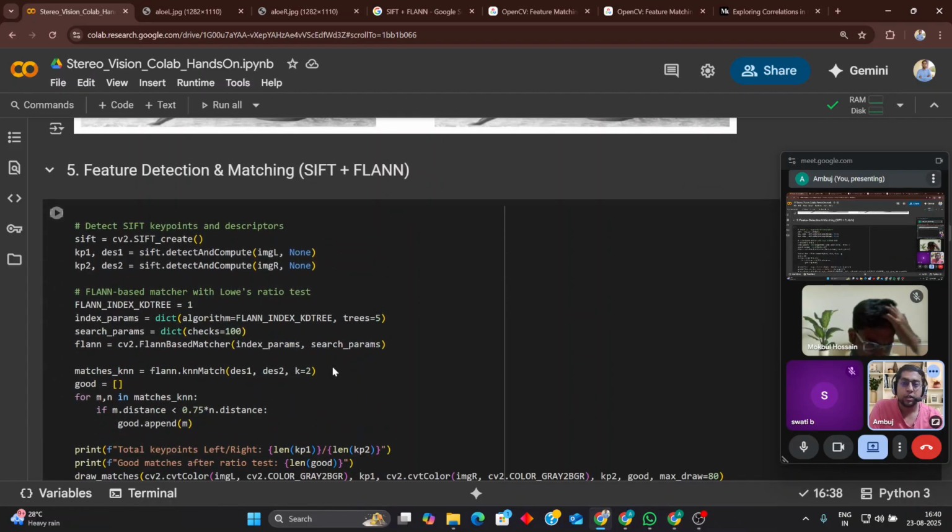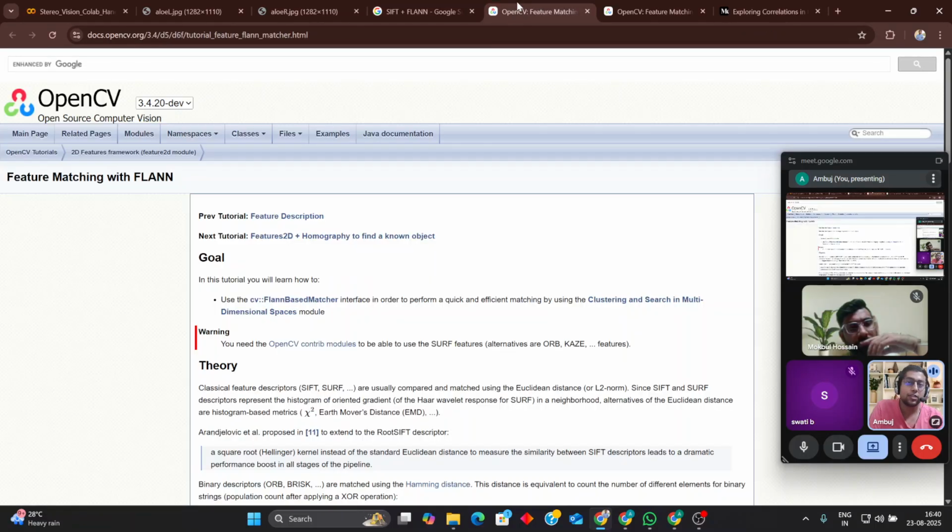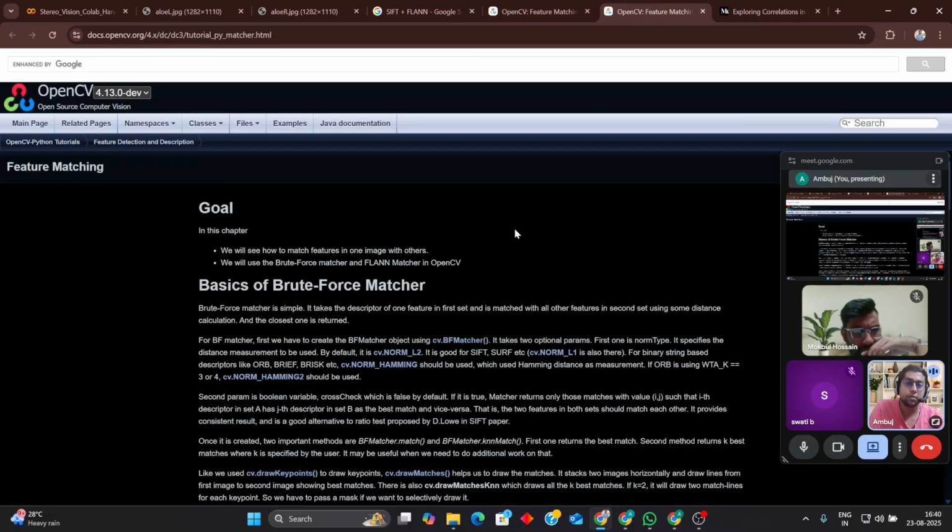Then I have to use some algorithm for feature detection and mapping. In this demonstration, I have used SIFT and FLANN. What is SIFT? What is FLANN? A brief has been mentioned here.